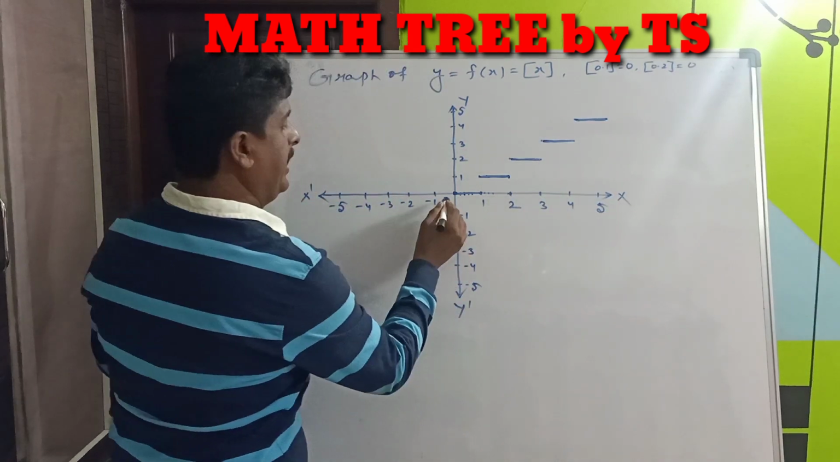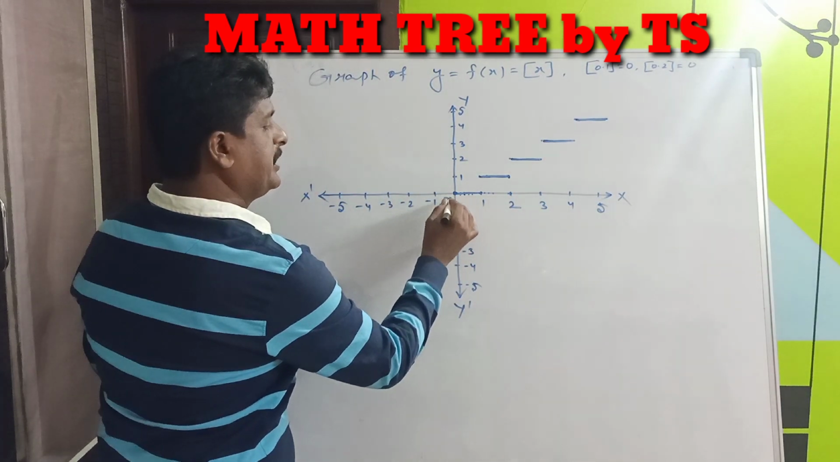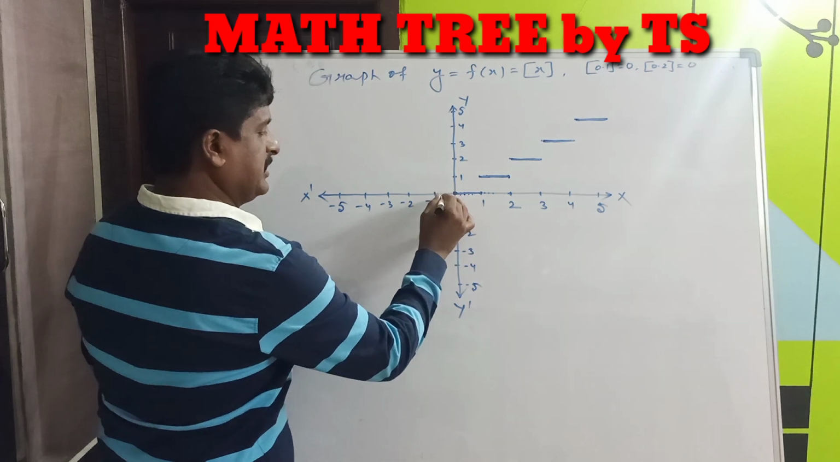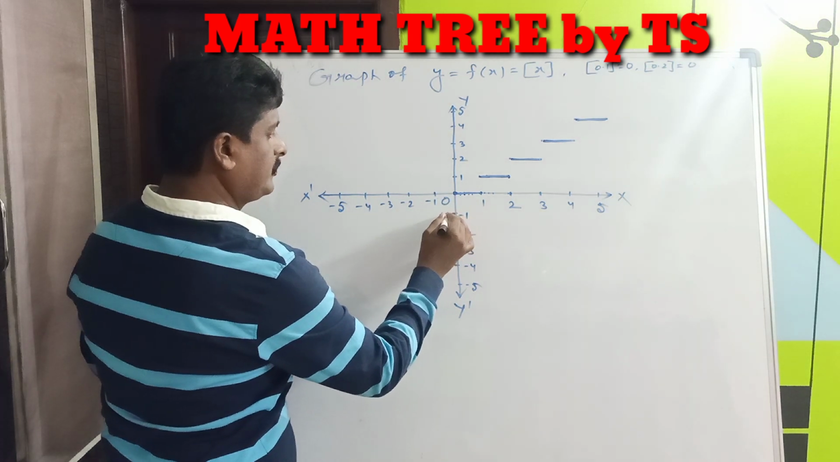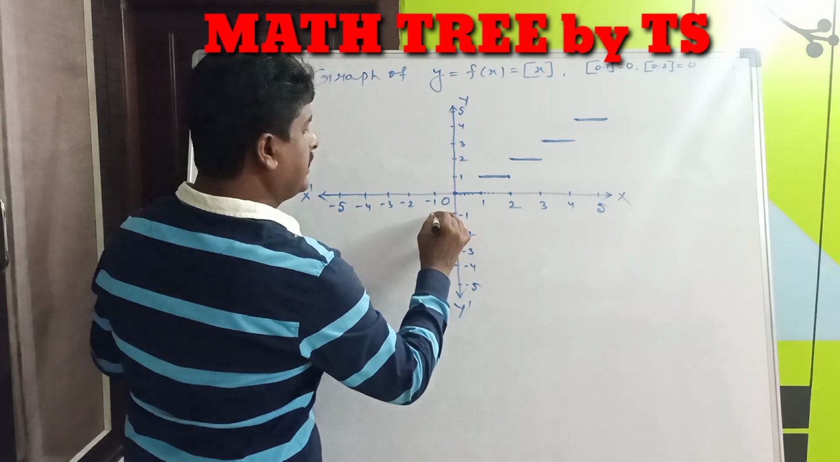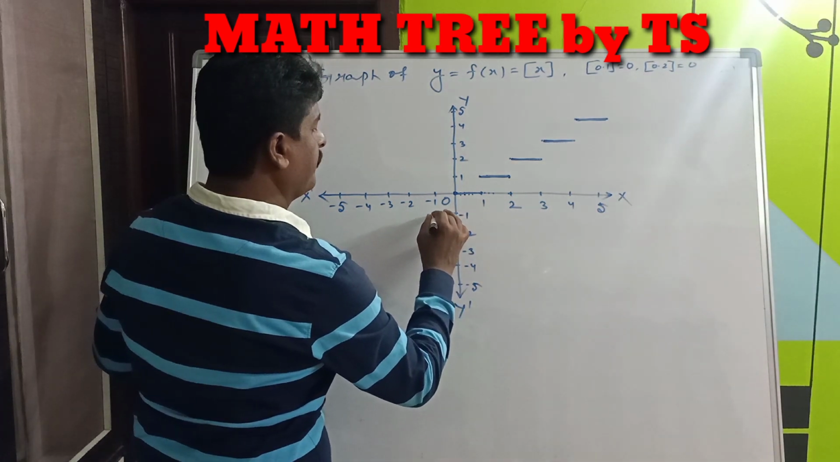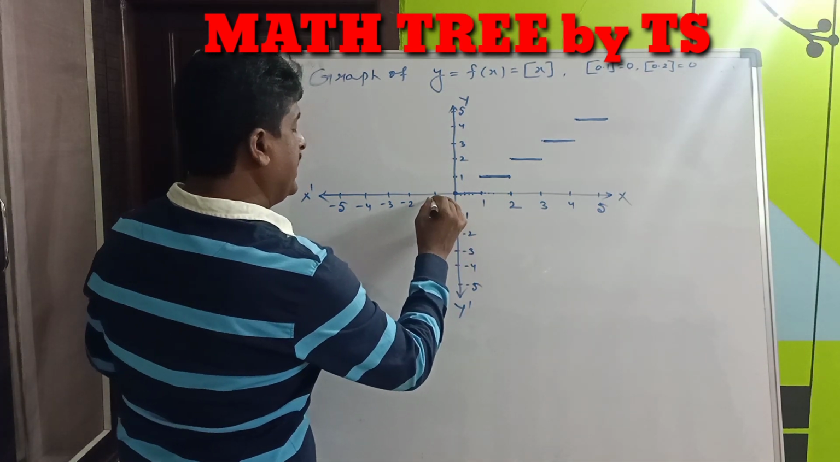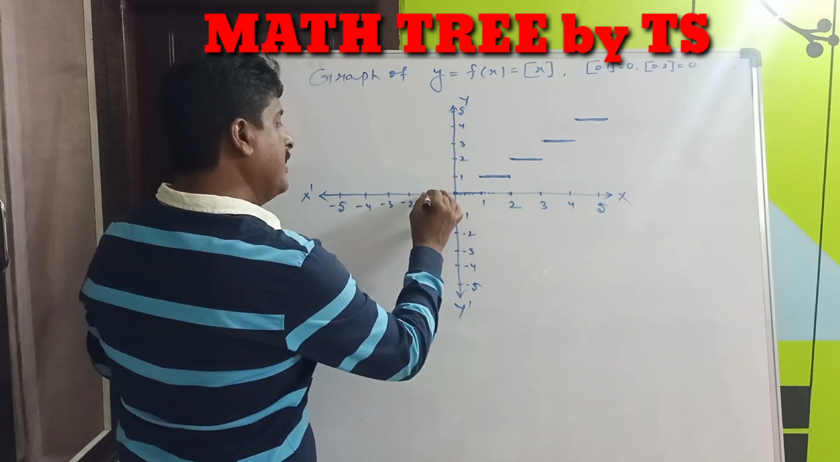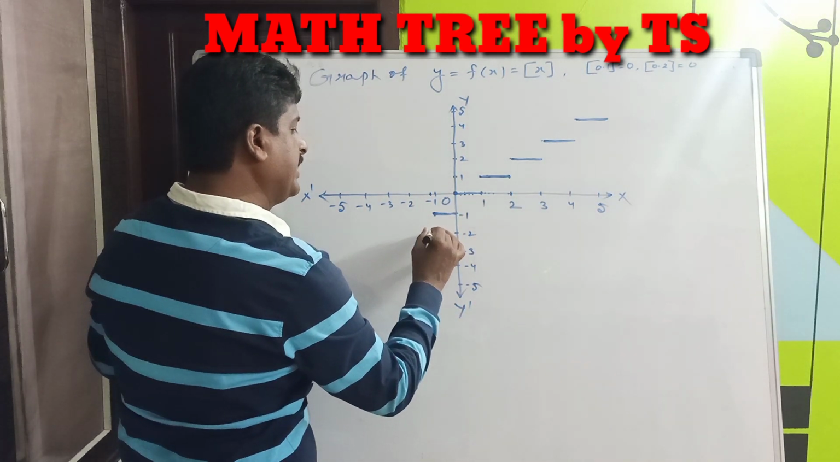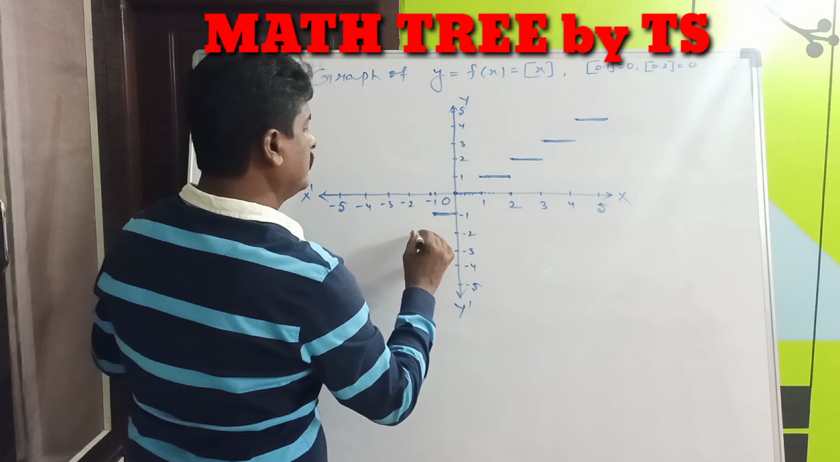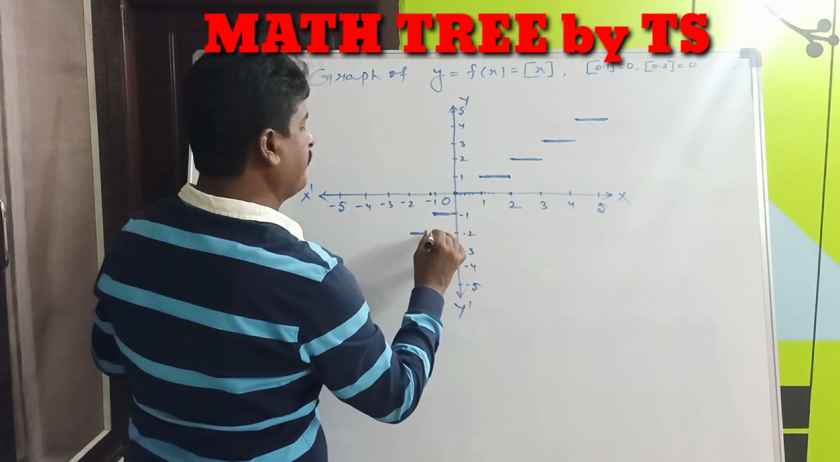In the same way, at step minus 0.1 it is minus 1. Minus 0.2 is minus 1. So, till minus 1, this is the graph. Next, at minus 1 also it is minus 1. But at minus 1.1 it is minus 2. So, this is the graph.